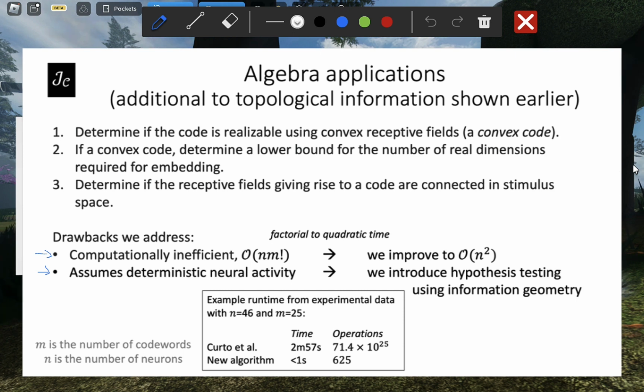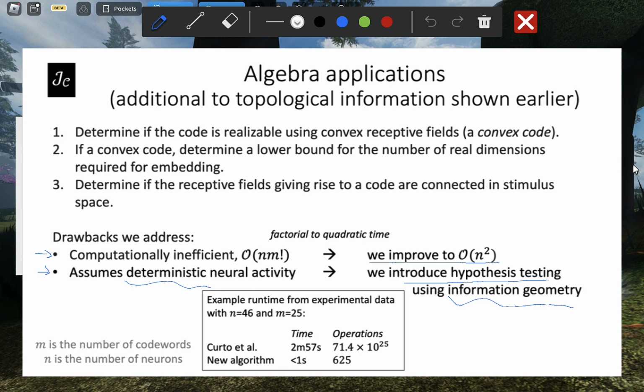So we improve the computational efficiency to quadratic instead of factorial, and you might say that it's still not linear, but it's actually a big change to go from factorial to quadratic. And then the other thing we do is introduce hypothesis testing using something called information geometry, which I'm going to skip entirely, but it's just a way to do statistics, a way to not assume that all the activity is deterministic.